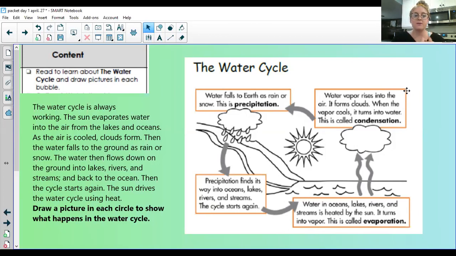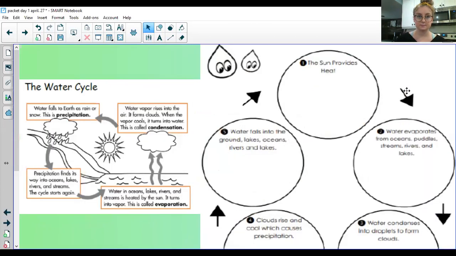Then I have water falls to earth as rain or snow. This is precipitation. Precipitation. That one's really longer. Ready? Precipitation. It's 5 syllables. Okay? Write that down. Precipitation finds its way into oceans, lakes, rivers, and streams, and then the cycle starts again. So friends, a cycle, it keeps going. Keeps going, keeps going, okay?